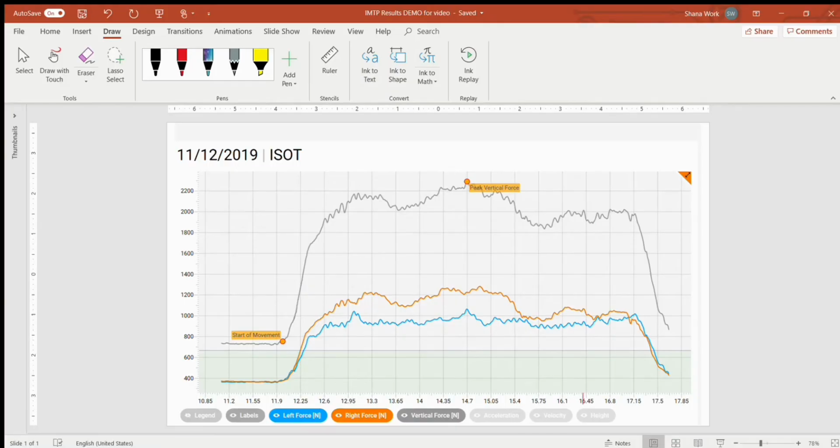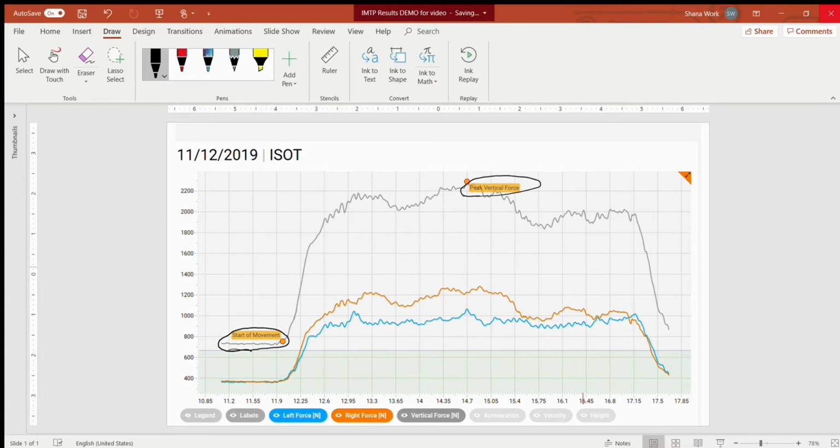Now that you've seen what the isometric mid-thigh pull test looks like, we can begin to look at the results. Using this sample of the raw data, or the actual plotted force plate data, I will guide you through the steps to fill in the activity sheet that is posted on Canvas. So we have the initial or steady state down here. This is going to help us obtain the initial movement in a later calculation. We also have an identification of the peak vertical force over here.